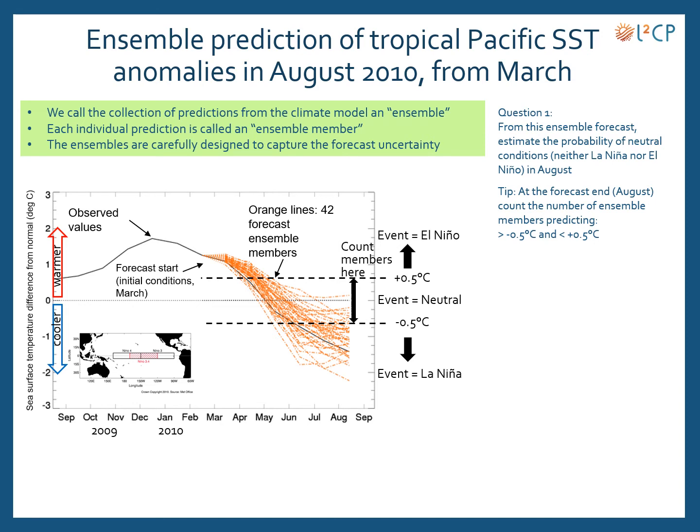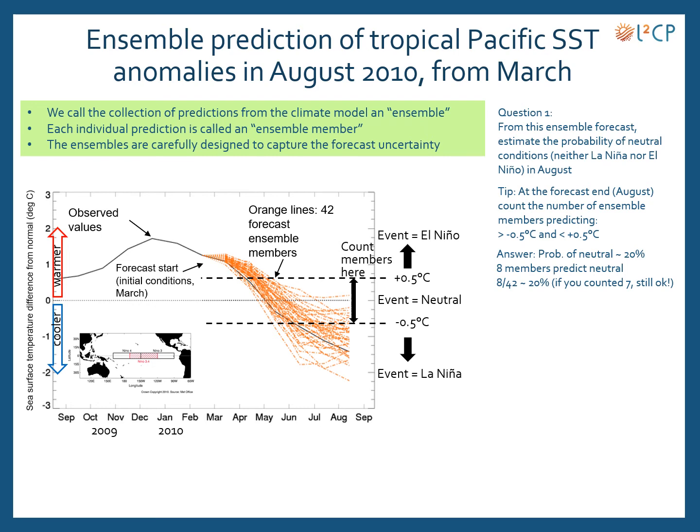Five, 4, 3, 2, 1, time's up. So the answer is the forecast probability of neutral is about 20%. There are 8 members, you can count them, that fall in the neutral range, and there are 42 members in total. The estimated probability of an event is the proportion of members that predict that event. 8 divided by 42 is about 20%.